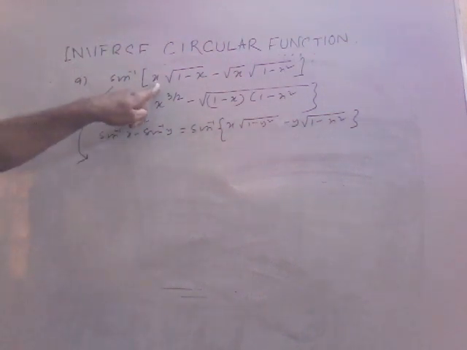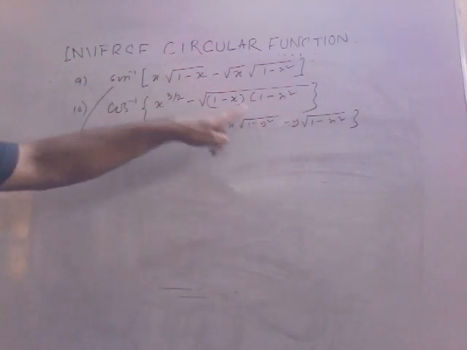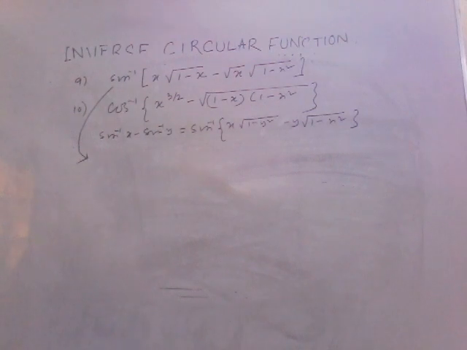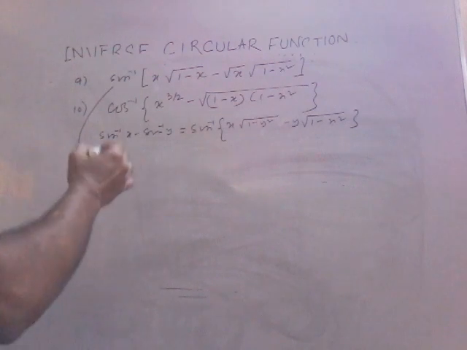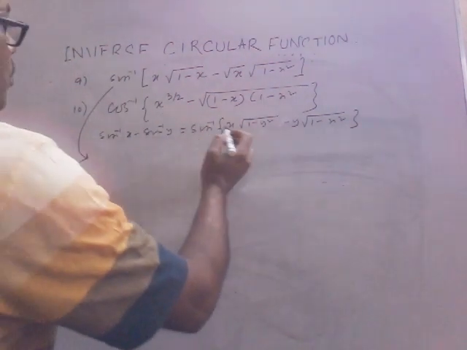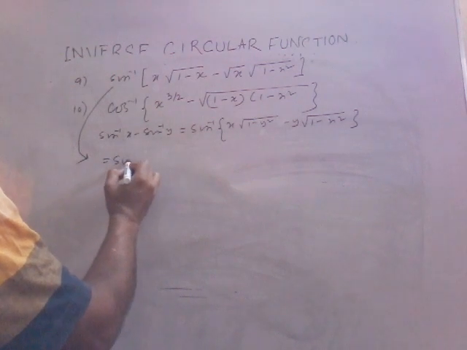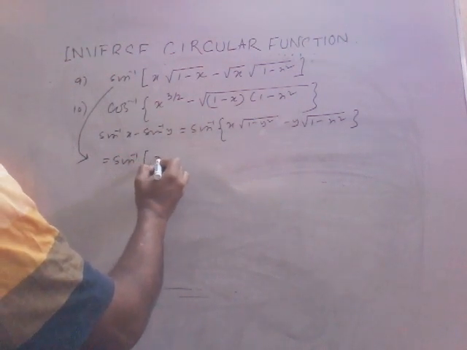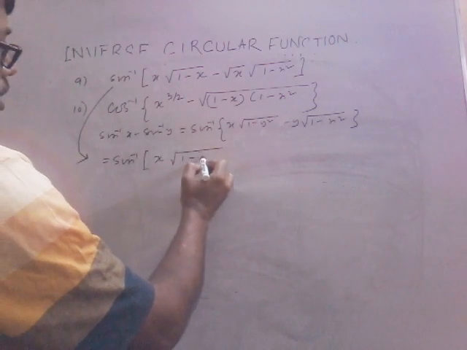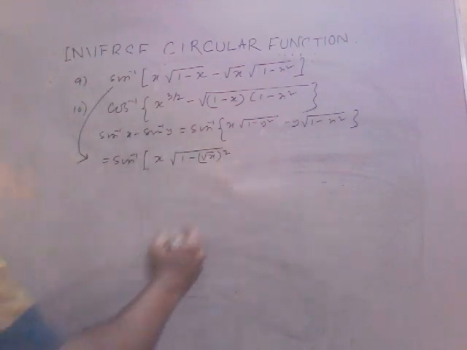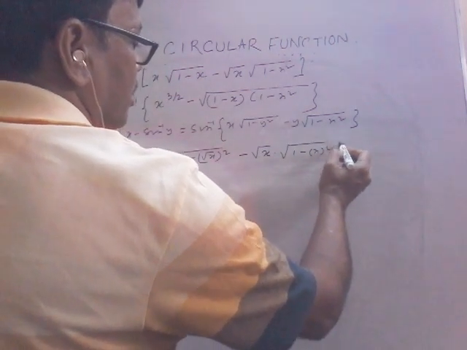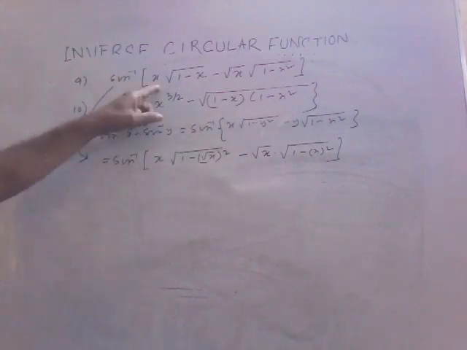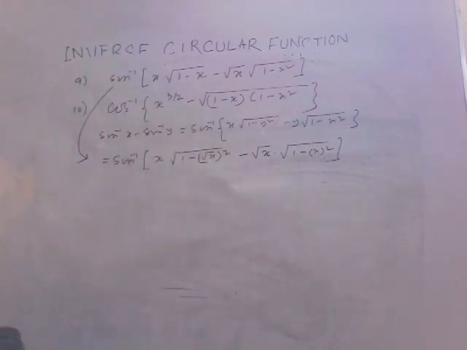Now look, x unchanged. For y square, this is x. So you express it in the form of this formula. So write sine inverse x unchanged 1 minus root x whole square minus root x unchanged 1 minus x square. Look, 1 minus root x whole square.